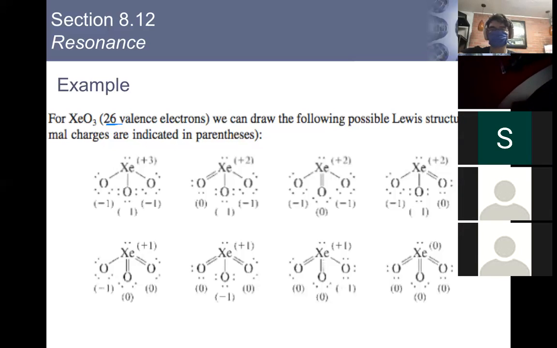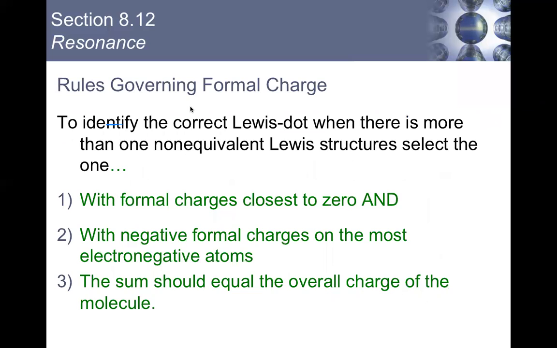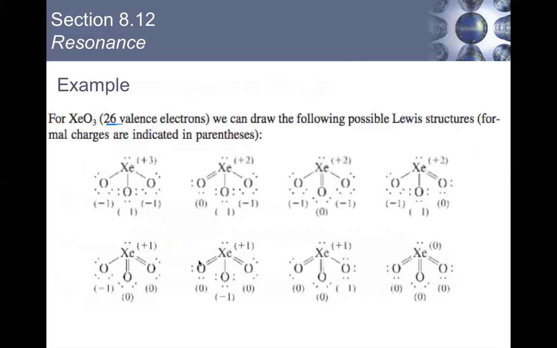So our rules are, again, we want to find the one that has the formal charges closest to 0. There's a couple that have the same total numbers. We want to find the ones that have the most negative on the most electronegative. And we have to make sure that the sum equals the overall total charge of the molecule. In this one, the overall charge of this molecule is how much? 0.